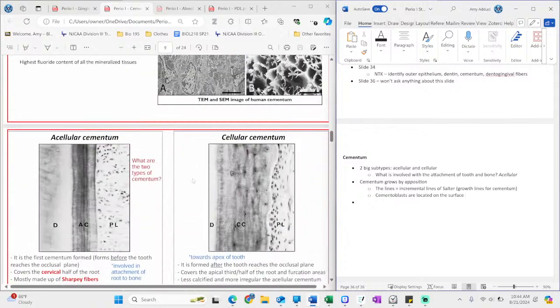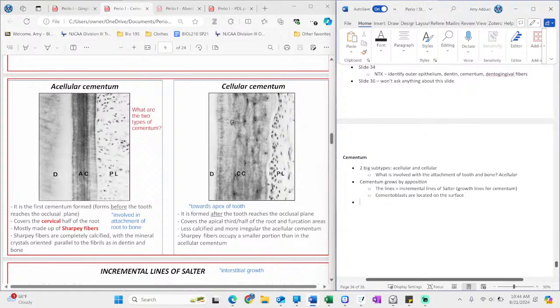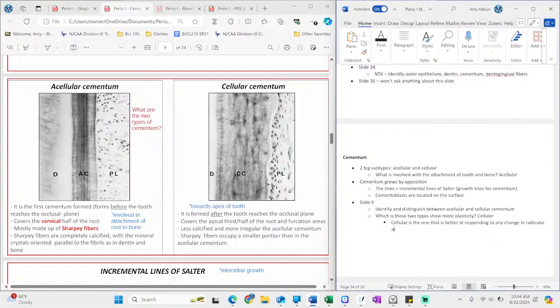So you have to be able to identify and distinguish between acellular cementum and cellular cementum. Which of these two types show more plasticity as a tissue? The acellular or the cellular? The cellular. So that means that the cellular is the one that is going to be better to respond to any type of change in the radicular area of the tooth.